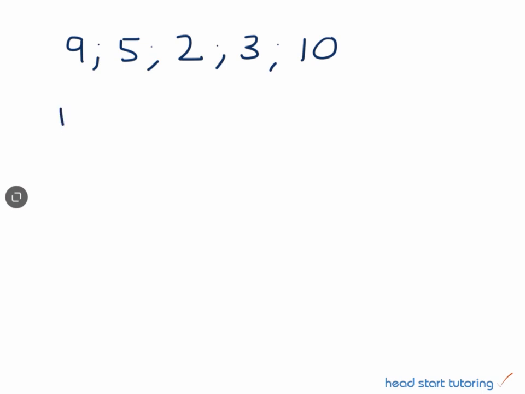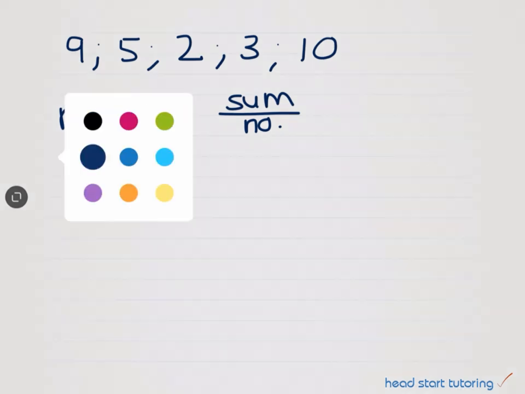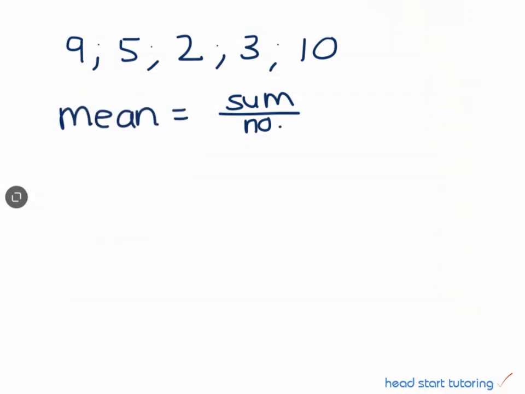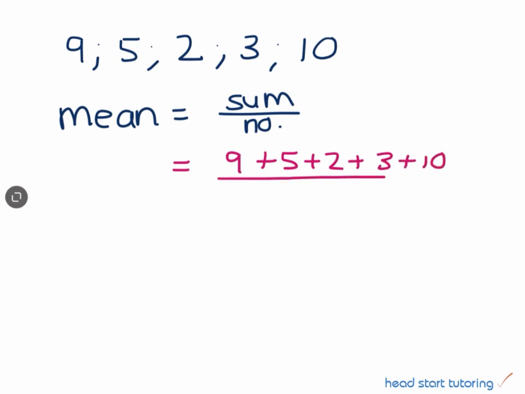If I wanted to find the mean average of these 5 numbers, I would need to sum them together, which means add those 5 numbers together, and divide them by however many numbers there are present. So, if I were to apply the mean average formula to these 5 numbers, I would have to add them together, find the sum of those 5 numbers, and divide them or put them over however many numbers there are.